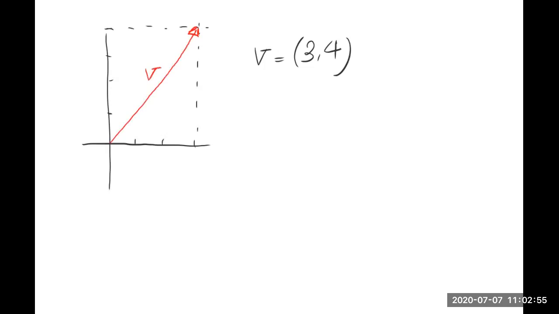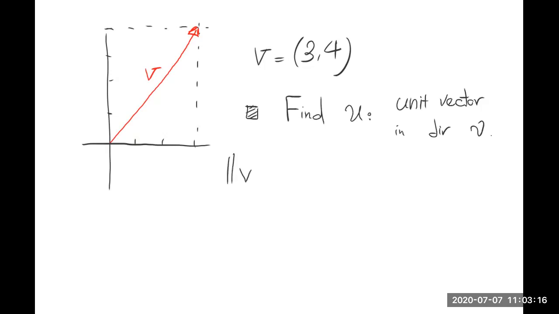Okay, that's v. So we want to answer this question: find u. What is u? Unit vector in the direction of v. Okay, what is the length of v? I want to see what is the length of v. I should use Pythagorean theorem.